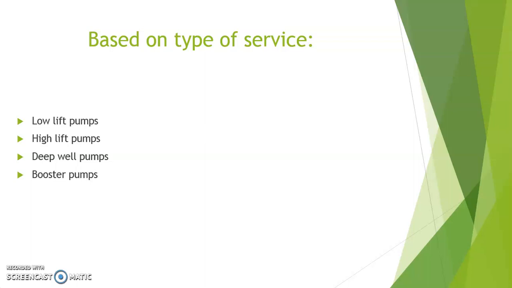Then deep well pumps are basically submersible pumps, which are installed in many houses also for getting water from the groundwater. And then booster pumps. Booster pumps are required in order to boost up the line pressure. Suppose water is being transported by means of a pump or by gravity, but after a particular distance, say 100 meters or 500 meters, the line pressure is reducing. In order to boost up the pressure, we use these booster pumps.